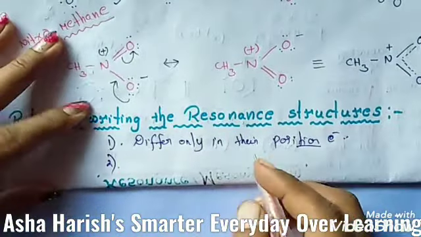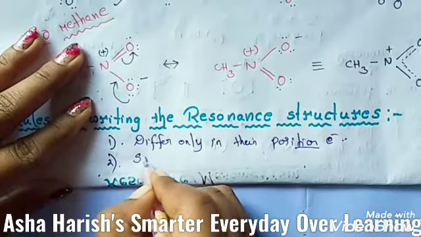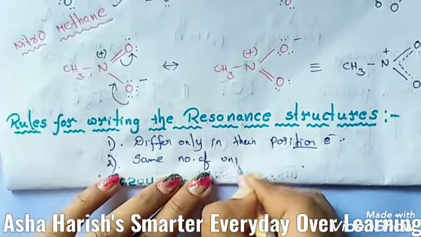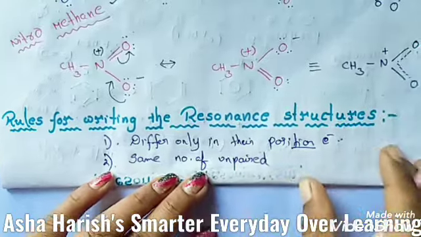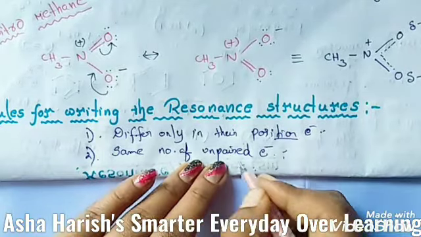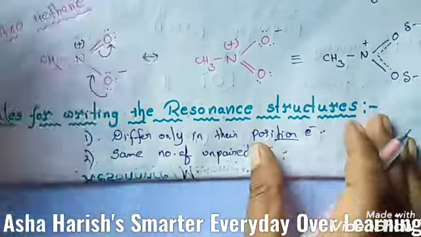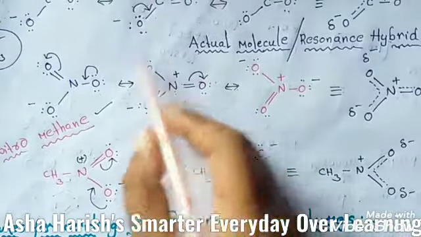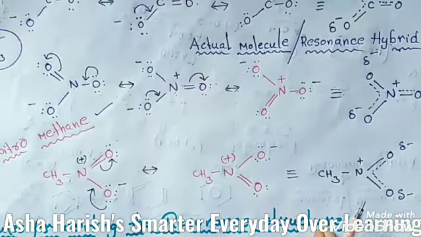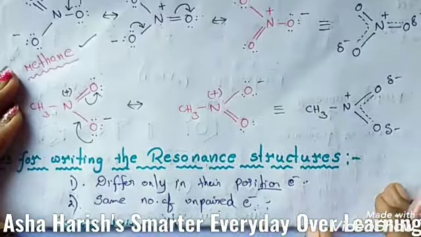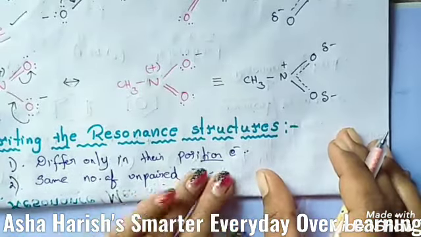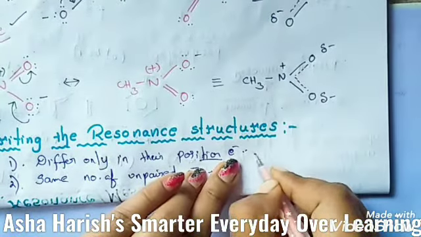Now the second one: all the resonance structures should have the same number of unpaired electrons. Unpaired electrons means the electrons which are not participating in a bond. If you draw all the resonance structures like this, this also has the same number of unpaired electrons, and this also, like that. All the resonance structures should have the same number of unpaired electrons. That is the second rule.